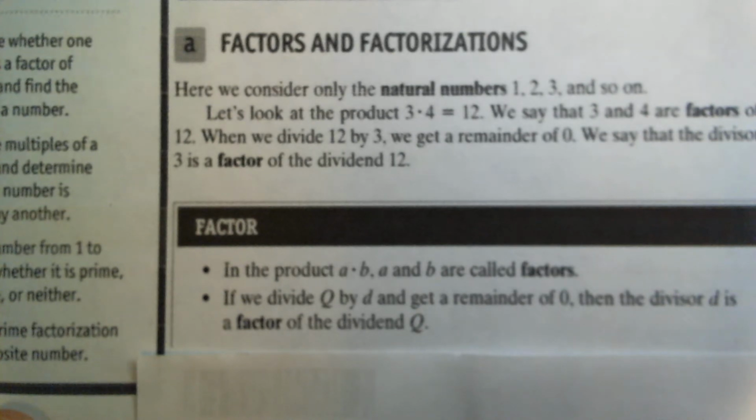In the product A times B, A and B are called the factors. If we divide Q by D, in other words, Q is a number, by a number D, and get a remainder of 0, then the divisor D is a factor of the dividend Q. So let's think about that again. We have a number Q, the dividend, divided by D, the divisor, and we have a remainder of 0, then the divisor D is a factor of the dividend Q. And we're going to go over some examples here in just a moment.